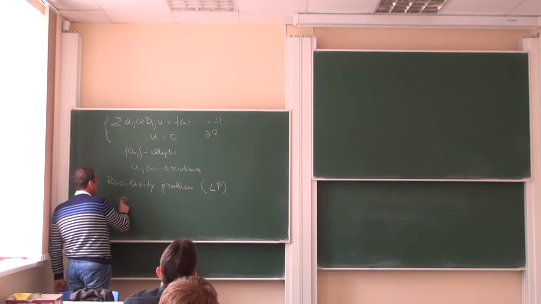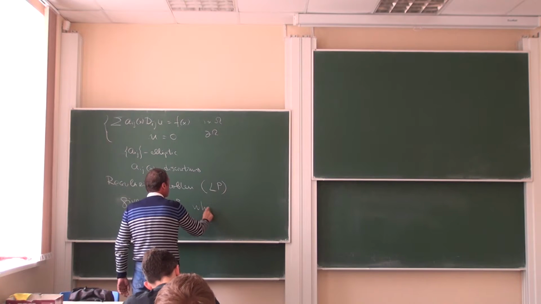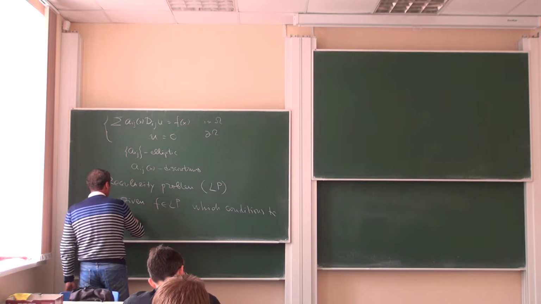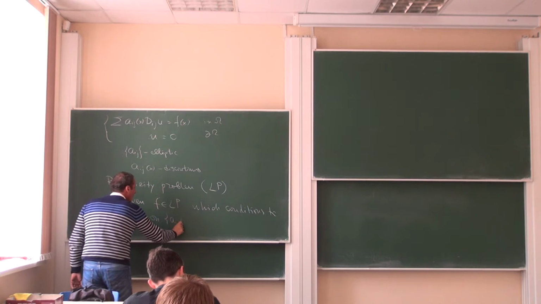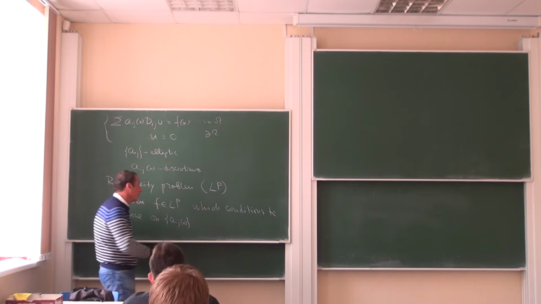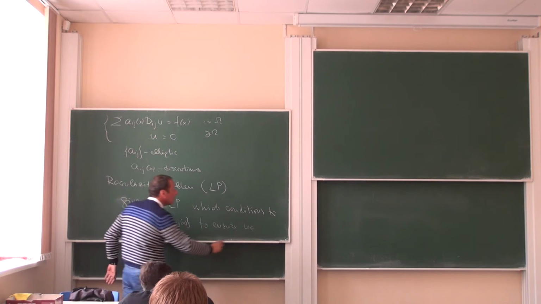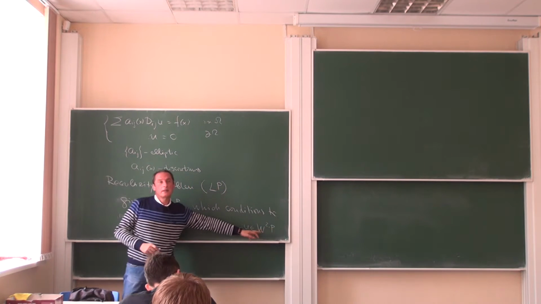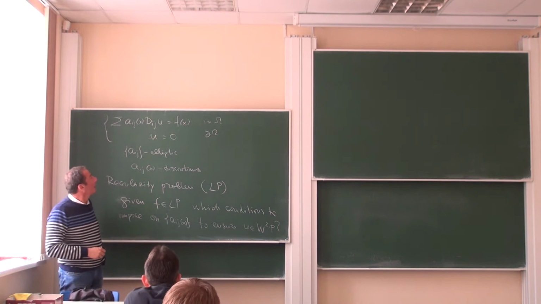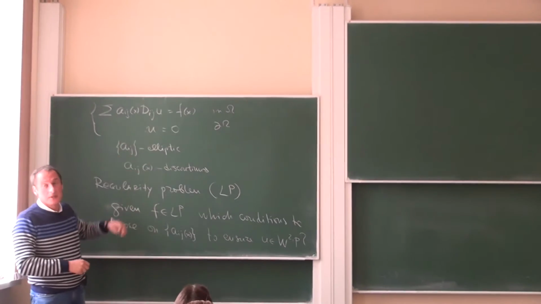So given a right-hand side F belonging to some LP space, which conditions to impose, mainly on the dependence of the coefficients on the variable x, to ensure that a solution of this problem belongs to the Sobolev space with the same rate of integrability. So roughly speaking, this is the regularity problem for this elliptic operator.